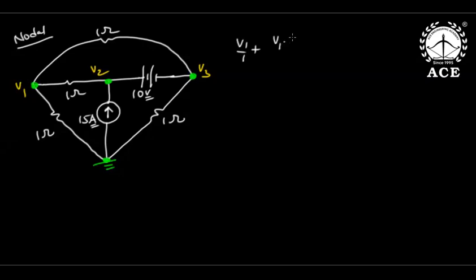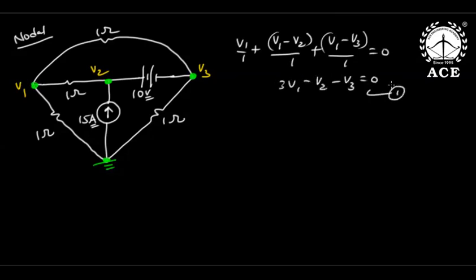V1 minus V2 by 1 plus V1 minus V3 by 1 equal to 0. So 3V1 minus V2 minus V3 equal to 0.